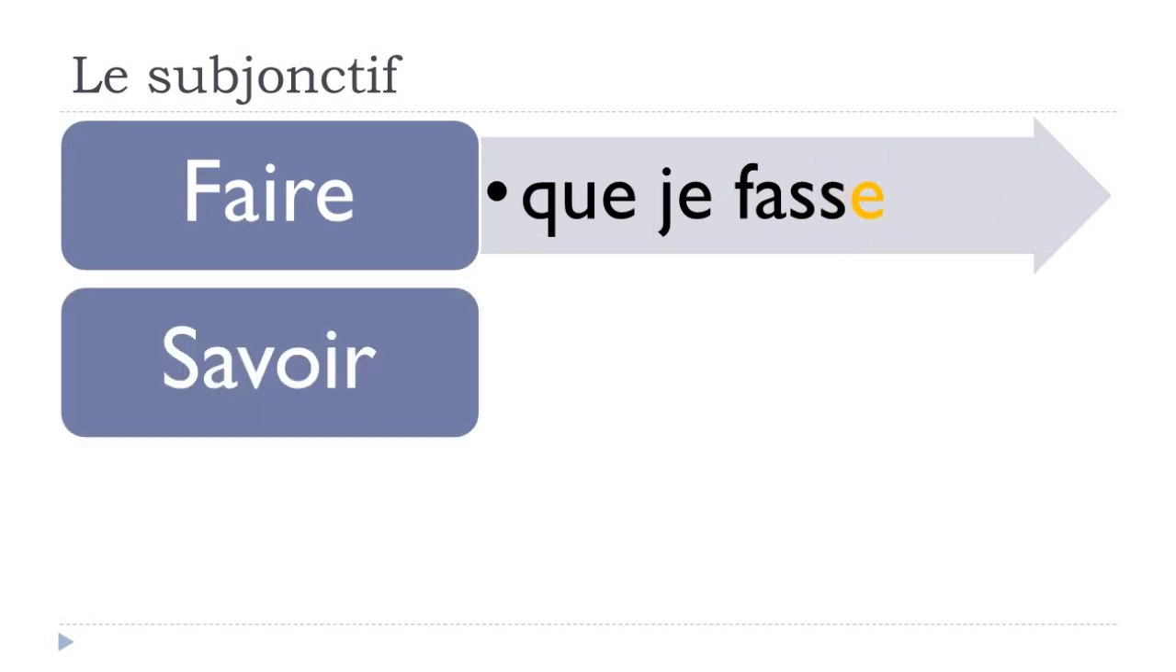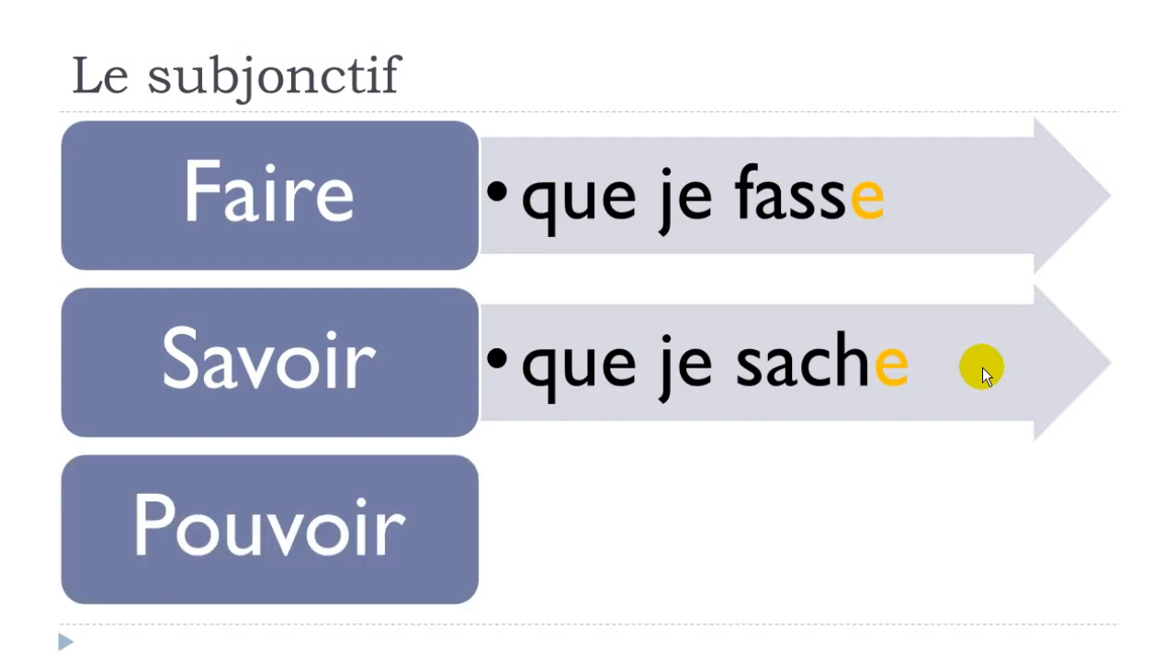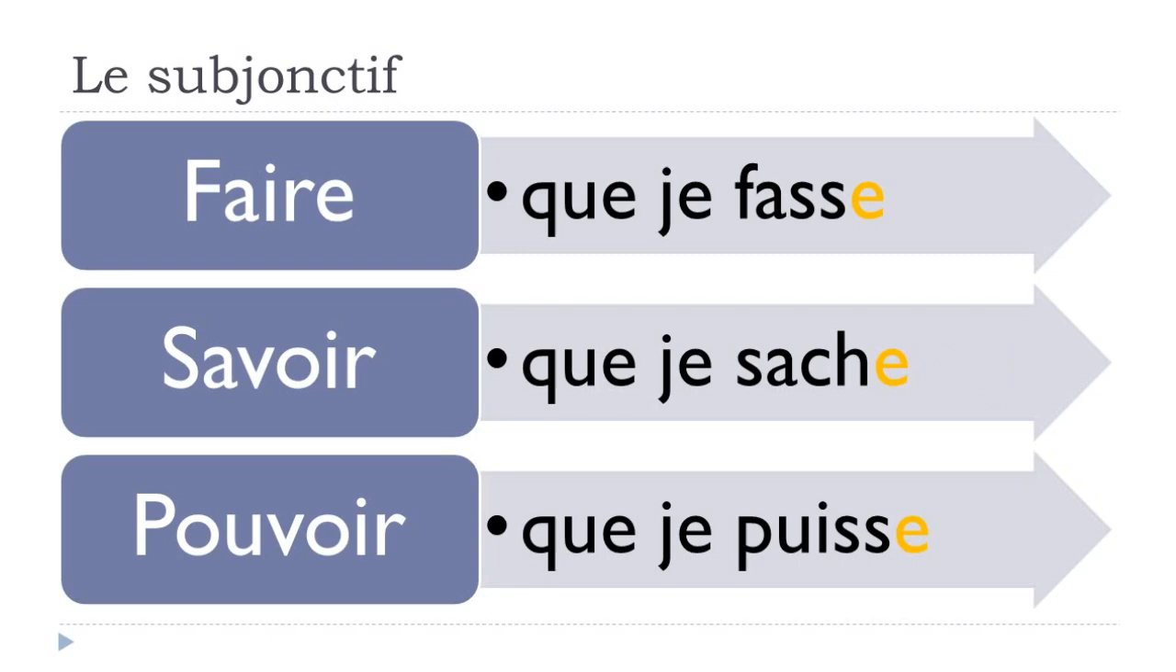All right. Savoir will give you que je sache. Same thing here: you take the ending away, and after that you put the endings that we saw: es, ions, iez, ent, according to the person, of course. And then pouvoir, can, will give you que je puisse. Exactly the same thing here. You take the ending away, and then you put the endings according to the person.